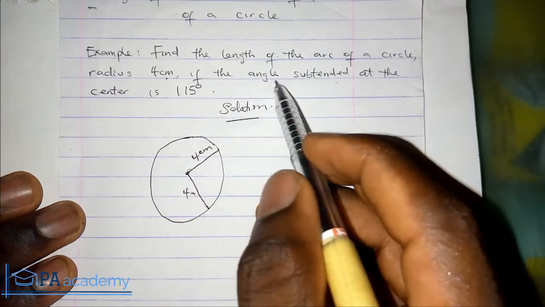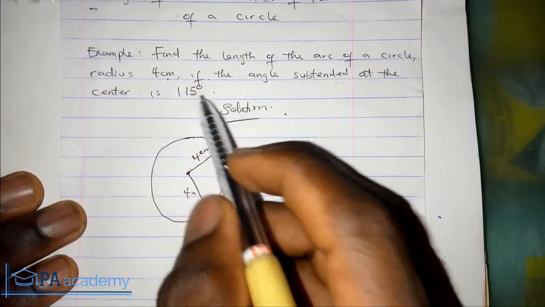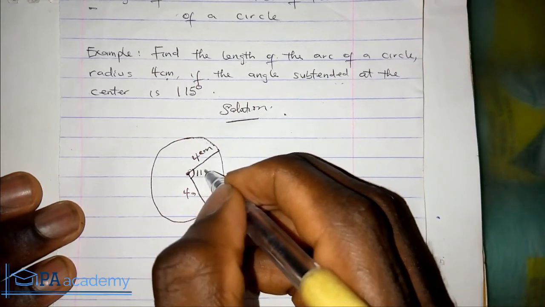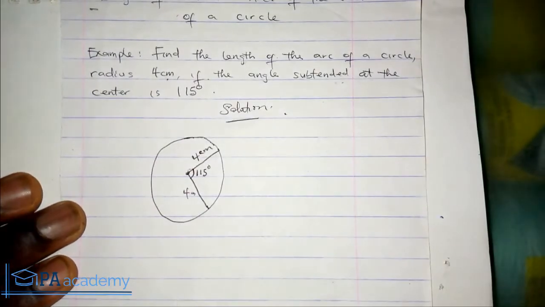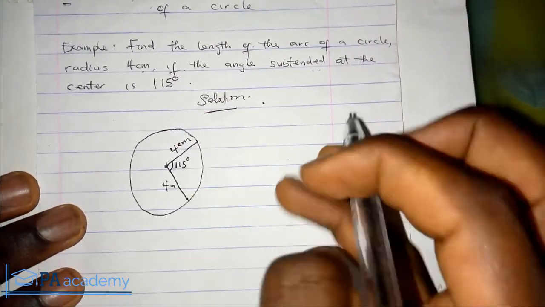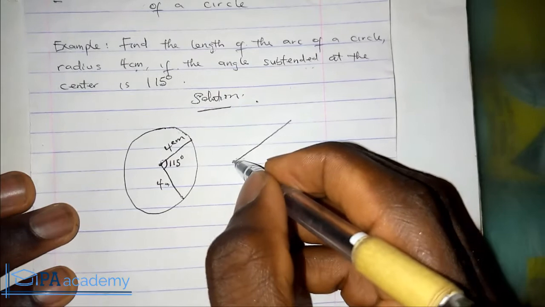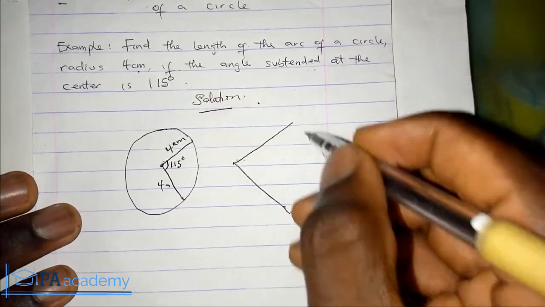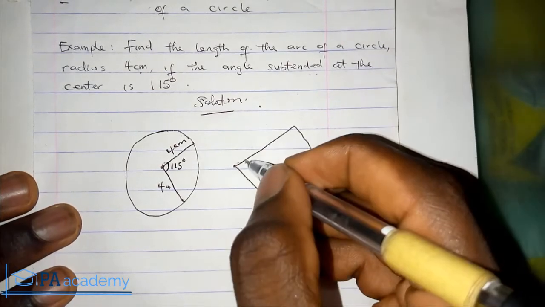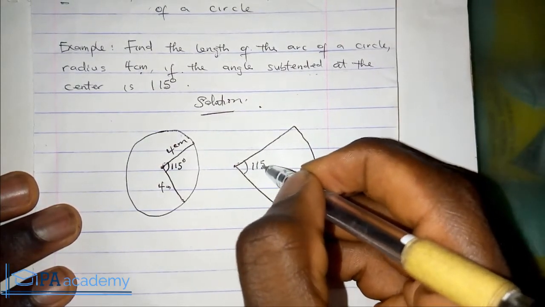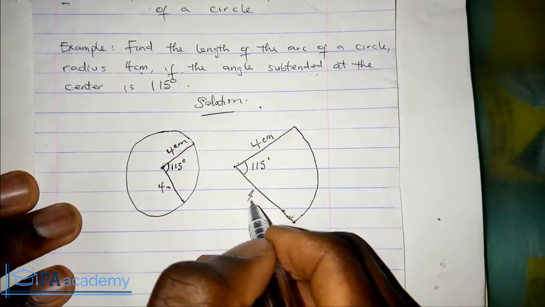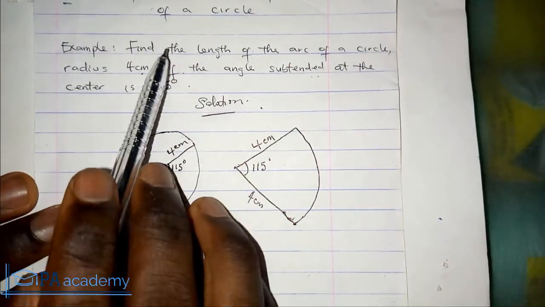If the angle subtended at the center is 115, that means the angle here is 115 degrees. This is what the question is saying. So let's bring out this particular part. This is the angle, 115 degrees. Here we have 4 cm, and here is 4 cm.